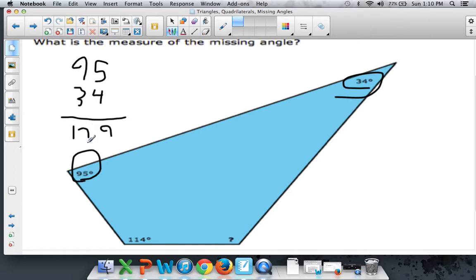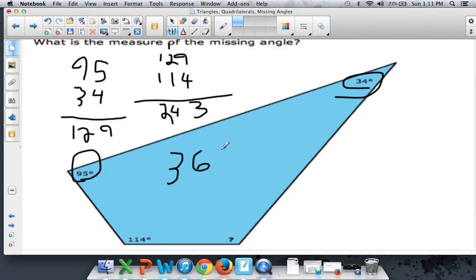We get 129. 9 plus 5 is 14. 9 plus 3 is 12. Let's add that final measurement to the 129, which is 114. 9 plus 4 is 13. We carried a 1. 1 plus 2 plus 1 altogether will give you 4. And then there's a 1 after that. 1 plus 1 is 2. 243.